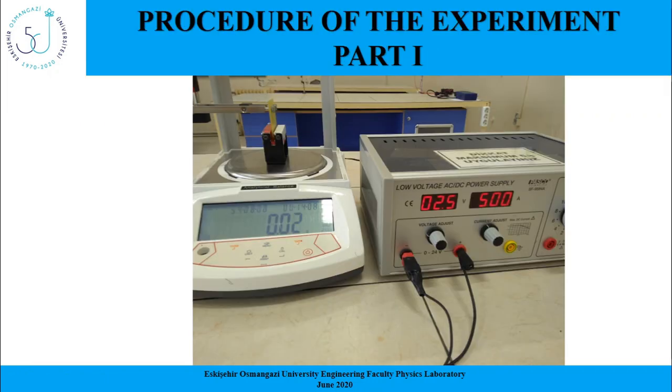Also, let's talk about the procedure of the experiment. We will be conducting this experiment within 2 parts. At the first part, we will change the current values by 0.5 amperes at each step.